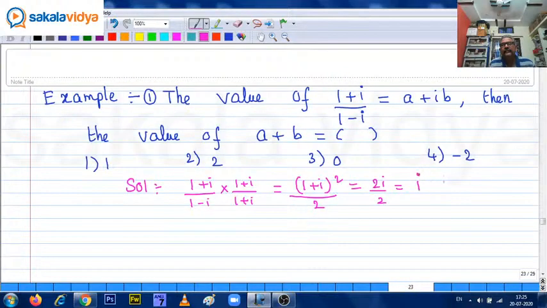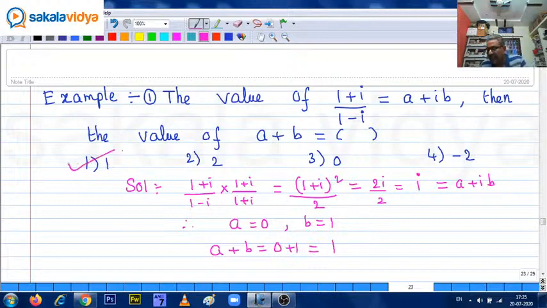This is i, equal to a plus ib. Comparing on both sides, a is 0, no real part, and b is 1. We are asked a plus b. a plus b is equal to 0 plus 1, which is 1. That means the first option is the right option.